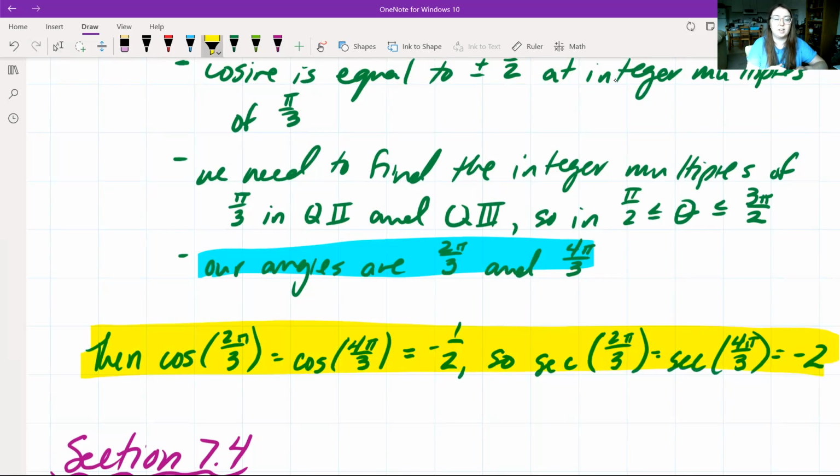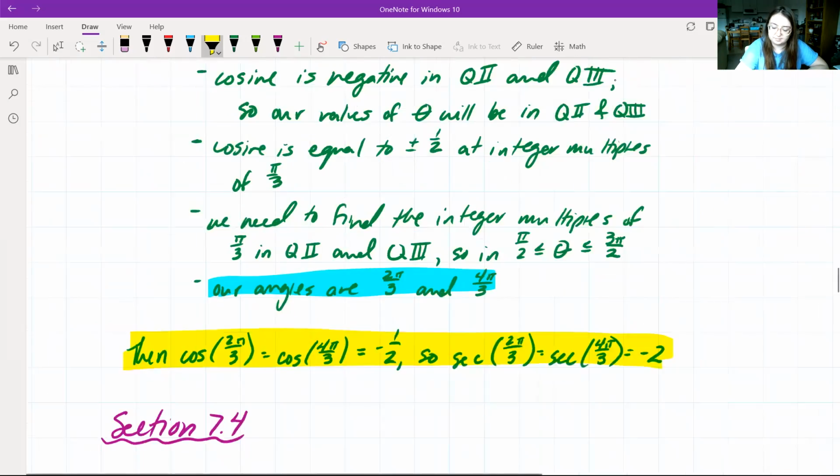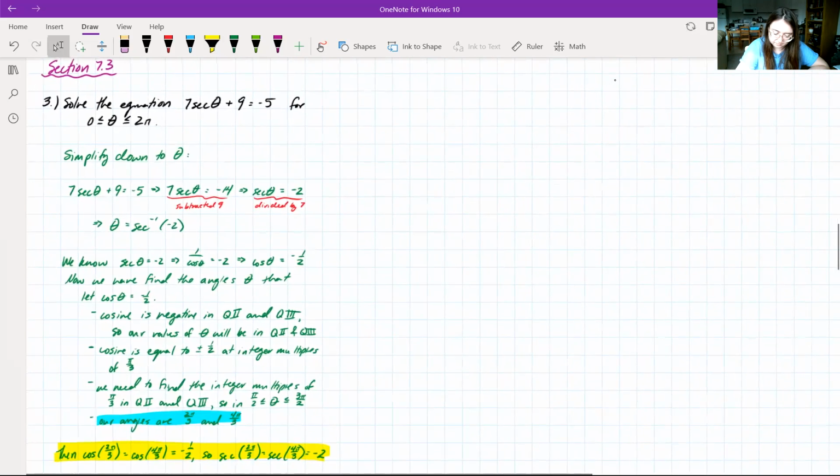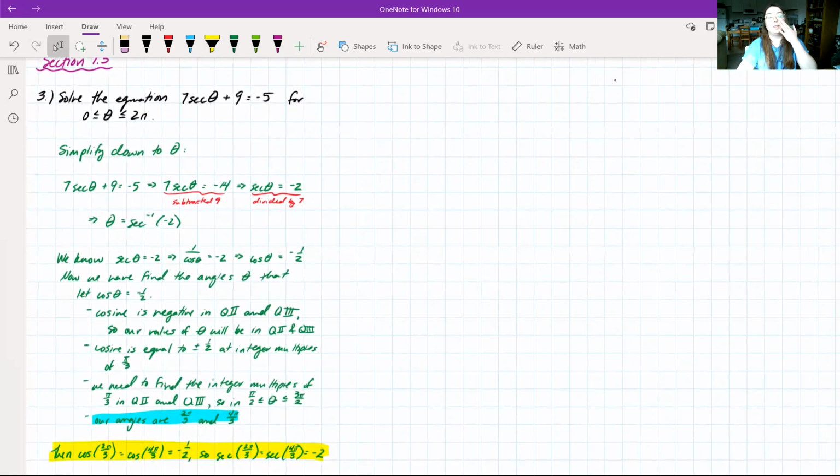So our values of theta, in order to solve this problem, would end up being 2 pi over 3 and 4 pi over 3. So quite a bit there. With section 7.3, a lot of what we did was just taking everything that we had learned so far and then actually using these in the formation of an equation and then solving that equation.